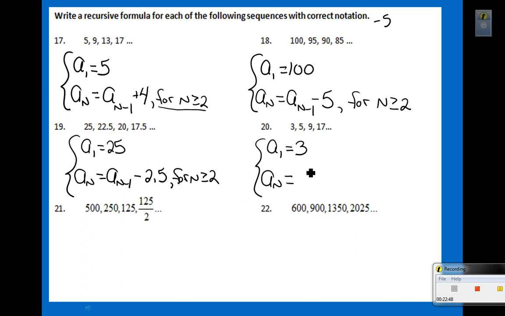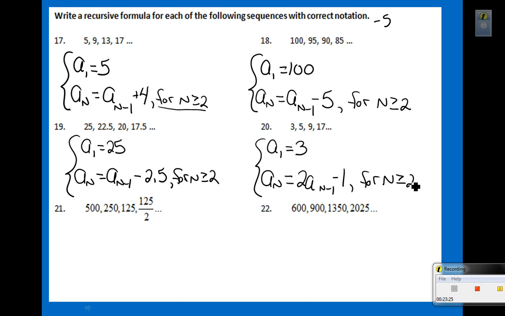Here's how I would write that. It's twice the previous term. Oops, I'm going to use an A. It's twice the previous term minus 1. Then I got to put my little notation on there: for n greater than or equal to 2.